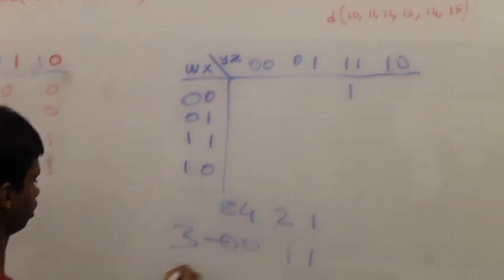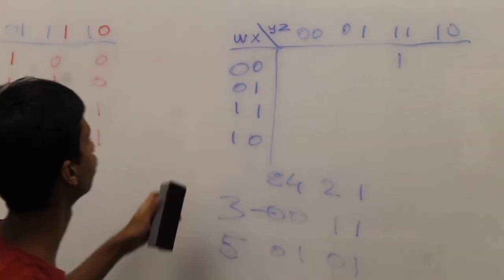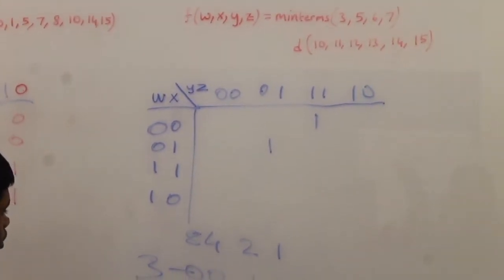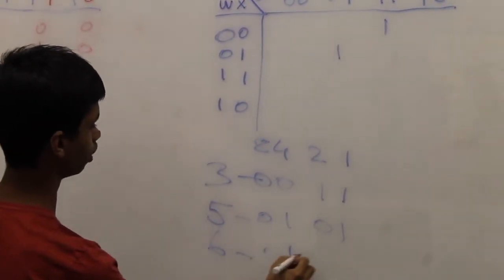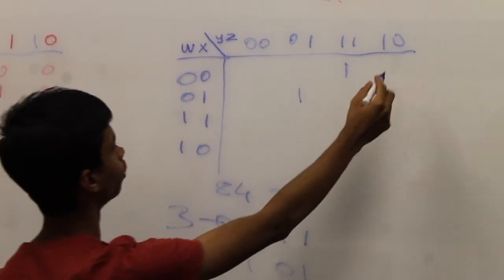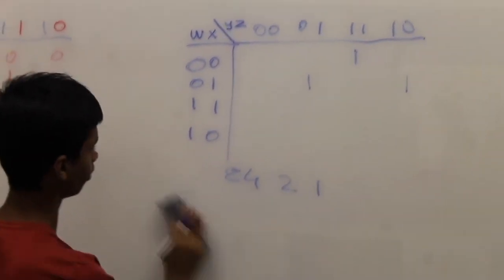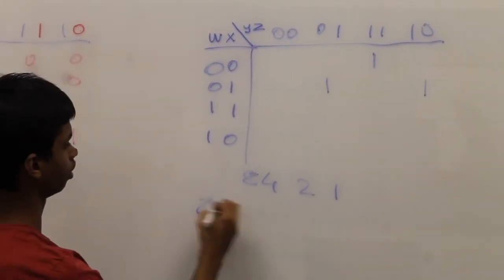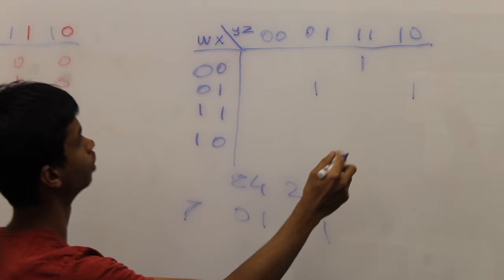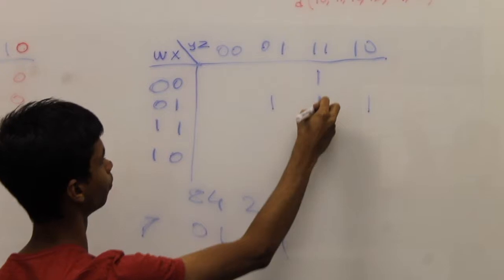5 is 0, 1, 0, 1, which we can find here, so we'll write 1 here. 6 is 0, 1, 1, 0, so here we can find 0, 1, 1, 0. And 7 will be 0, 1, 1, 1, which will be here.